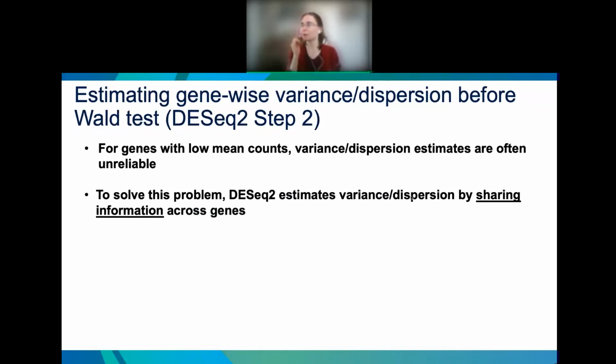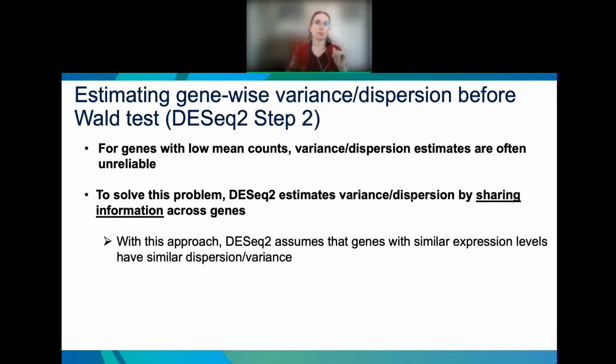So this is solved in DESeq2 by estimating variance or dispersion by sharing information across genes. The assumption here is that genes tend to have similar variance, similar dispersion, so you can borrow information from genes that tend to have similar variance in some samples and assume that they're going to continue having that type of variance in other samples. So DESeq2 estimates and fills in the variance or dispersion by sharing information across genes, across the entire data set. Yes, so this is what I just said. With this approach, DESeq2 assumes that genes with similar expression levels also have similar dispersion or variance.